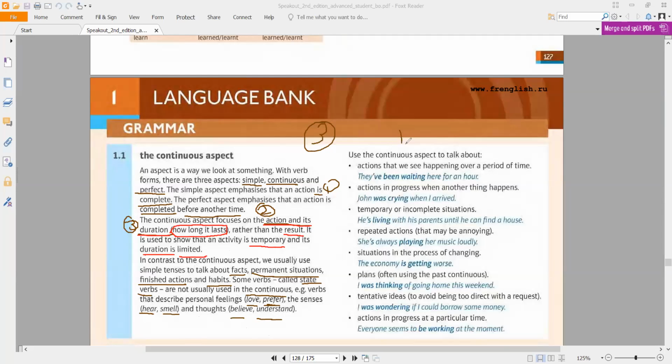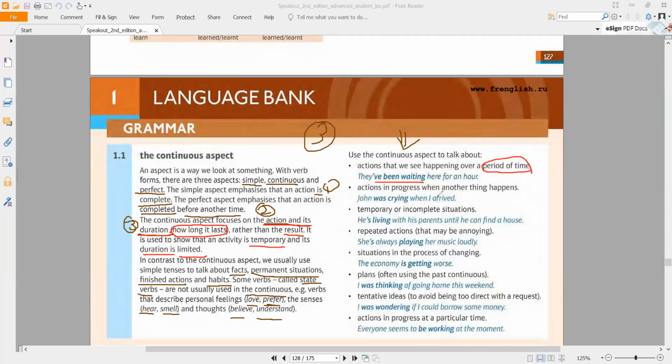All right, let's see the examples and then I will give you time to answer some questions. I know you need to practice as well. Use the continuous aspect to talk about actions that we see happening over a period of time. So we have a period of time. This is very good with the present perfect continuous. For example, they've been waiting here for an hour. Here, a period of time is showing up.